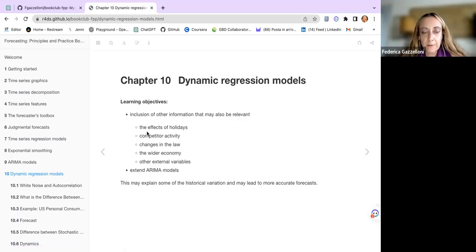And so we have a quick look at the effects of holidays, competitor activity, changes in the law, the wider economy. These are all case studies and other uses of external variables. In order to complete this inclusion of information, we have a look at how to extend ARIMA models to our analysis. So this may explain some of the historical variation that might lead to more accurate forecasts.